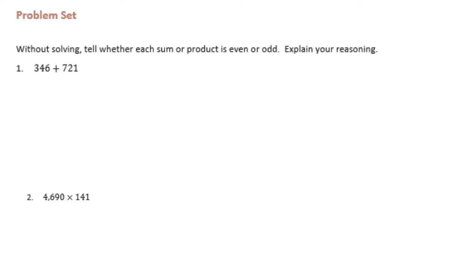So remember, in the last classwork, what we were doing was looking at the numbers and seeing if it was an even or odd number that we're adding, and using that to tell us whether the sum or product is going to be even or odd. So here, we really just need to look at the last digit. So we have 6 and 1. So we have an even number plus an odd number.